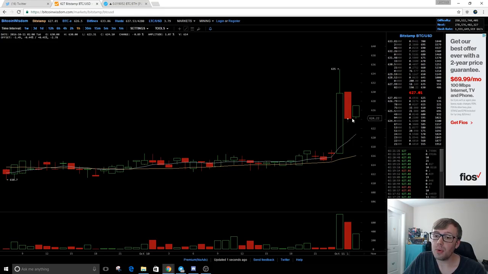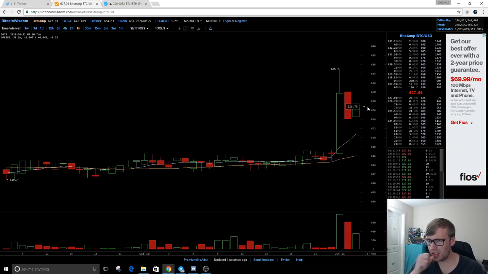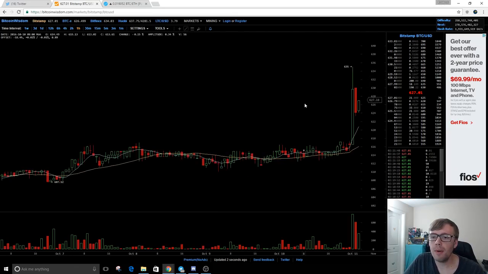And then you can understand the next candle here. Since it closed at 624, it opens at 624. It goes all the way up to 627, and then it closed at that point. Okay? So that's the general idea of candlesticks.